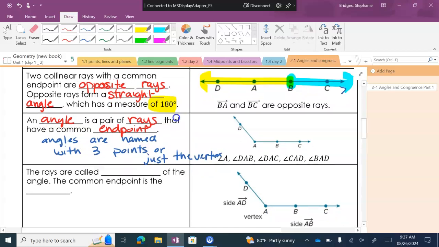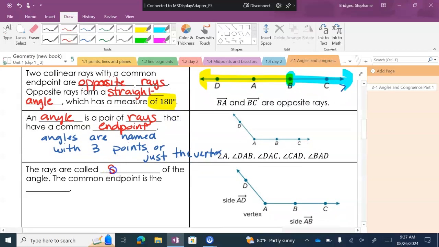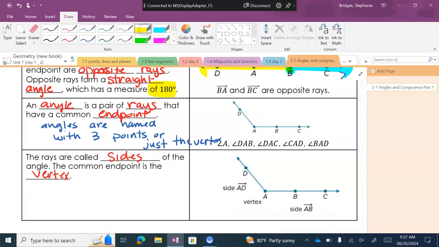Okay, the rays of my angle are called the sides, and the common end point is what we were just talking about, the vertex. So in my picture, A is the vertex, and then you have your sides AB and AD. Okay, so those two are the sides. The common end point is the vertex.